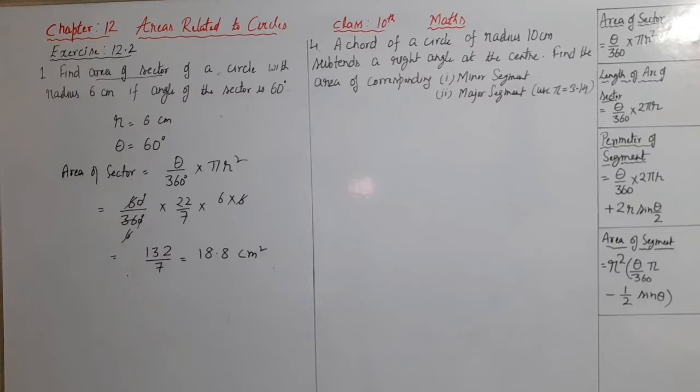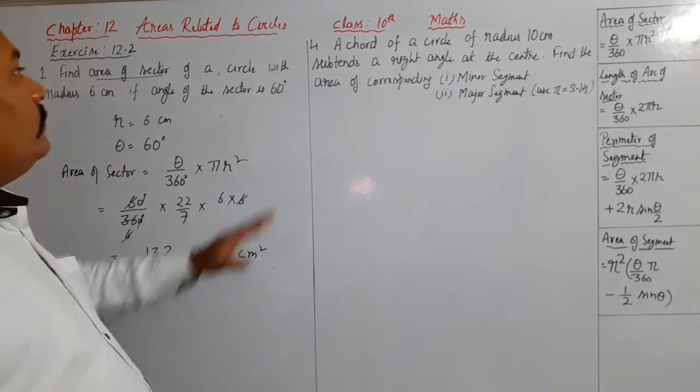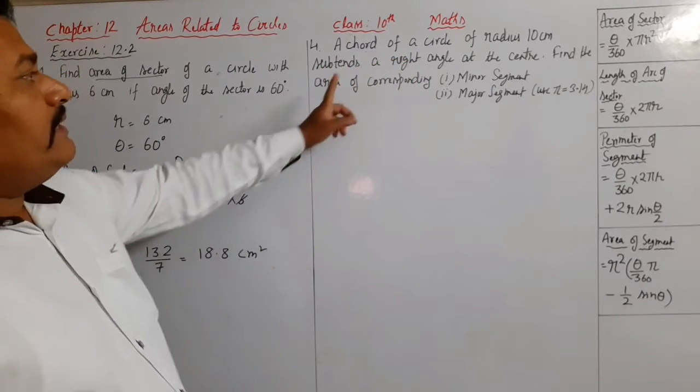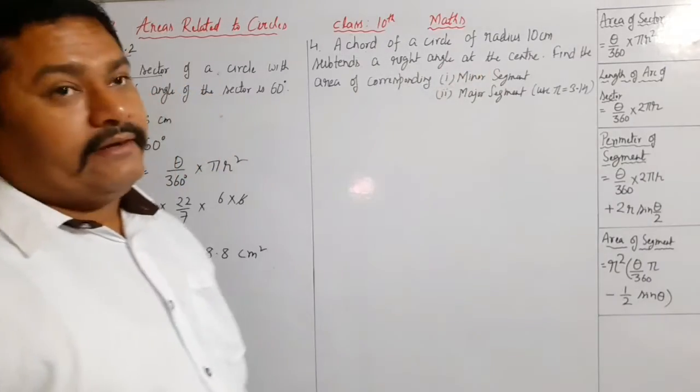Now second question. This is question number 4, exercise 12.2. A chord of a circle of radius 10 centimeter subtends a right angle at the center.